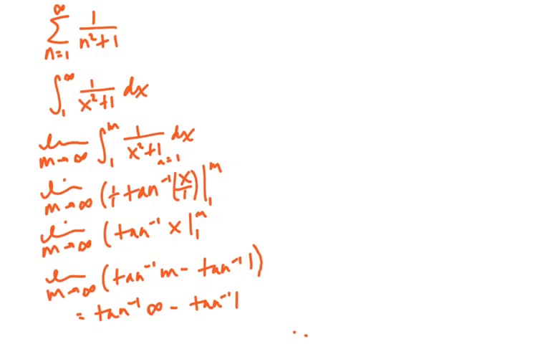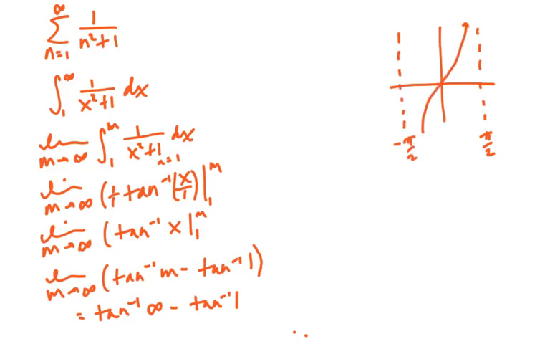Now if you think about inverse tangent, I think about the tangent graph when I do this. So here I have pi over 2, and we have negative pi over 2. Those are the bounds. And tangent goes up like this. So as I approach positive infinity up here, I'm approaching the value of pi over 2. So this equals pi over 2 minus pi over 4. So that would be 2 pi over 4 minus pi over 4 equals pi over 4.